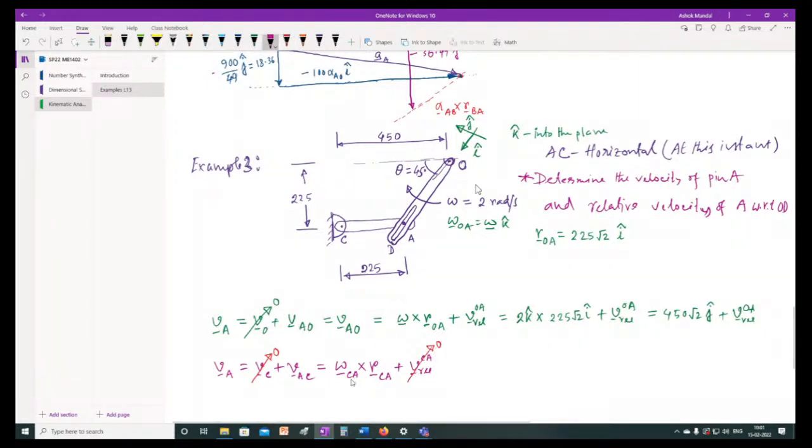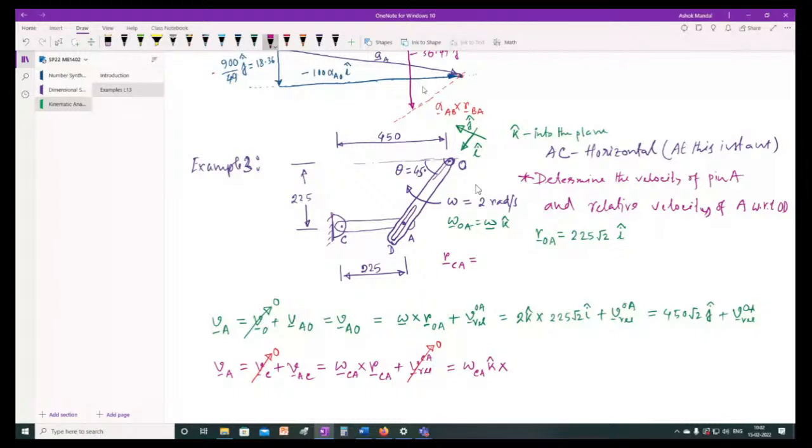We have only this component, omega CA cross RCA, where this omega CA is not known to us. Do we know this? No, sir. We don't know omega CA. So let us call it omega CA, and it is in the K direction. That multiplied with RCA. So the next task is to define what is RCA in terms of i j.